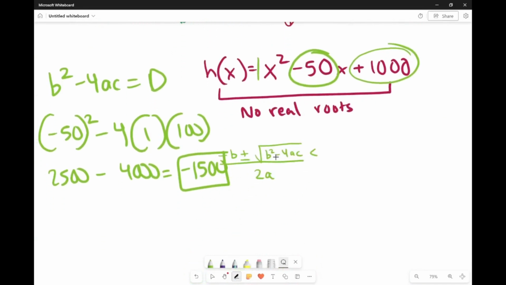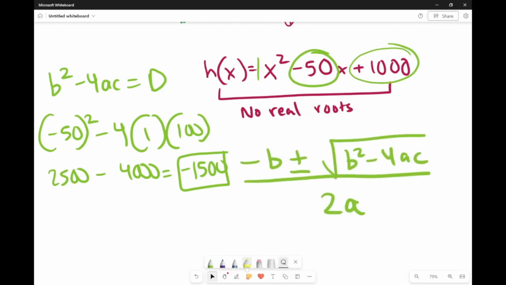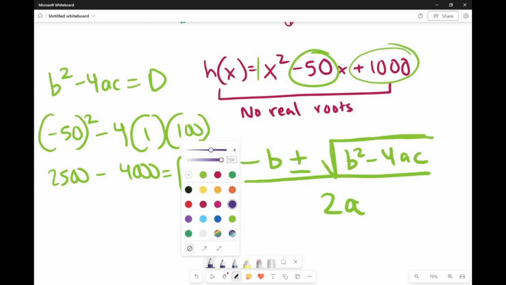Let's talk about this quadratic formula real quick, right? In this quadratic formula, actually I'll make it a bit bigger so we can analyze it a bit better. In this quadratic formula, we have a radical where the b squared minus 4ac is. This precious symbol right here, this radical, this square root symbol, whatever you want to call it.